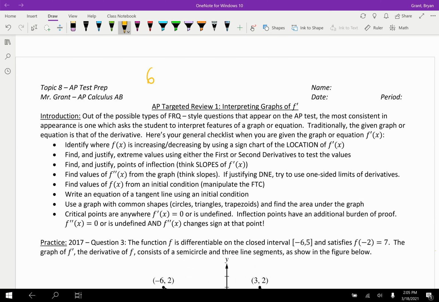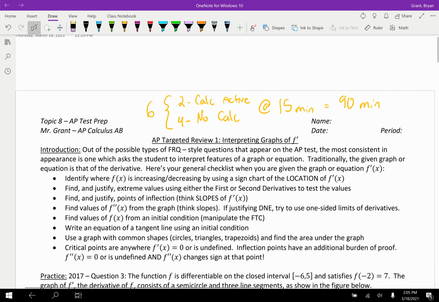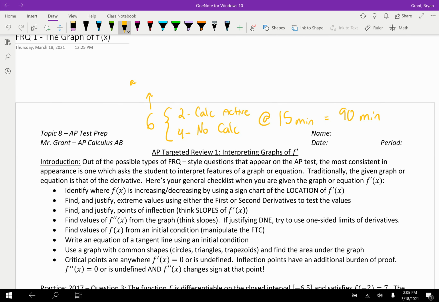There are 6 questions. We also need to know that 2 of those questions, the first 2, 1 and 2, are calculator active, and then the last 4 are no calculator. We also need to realize that each question is allotted 15 minutes with a grand total of 90 minutes. You'll do 30 minutes, put away your calculators, and do another 60. Now, each of these free response questions are also worth 9 points, which means you're going for a total of 54 points.